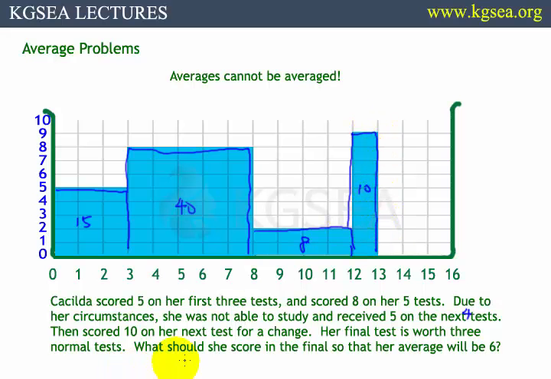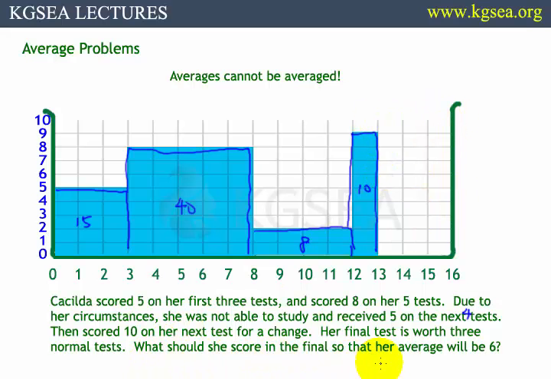So far. Her final test is worth 3 normal tests. You know, these things kind of throw off students. It just means whatever she scores will be worth 3 times as much. One easy way to think about it is to have 3 slots. So whatever she gets here will be taking 3 slots.